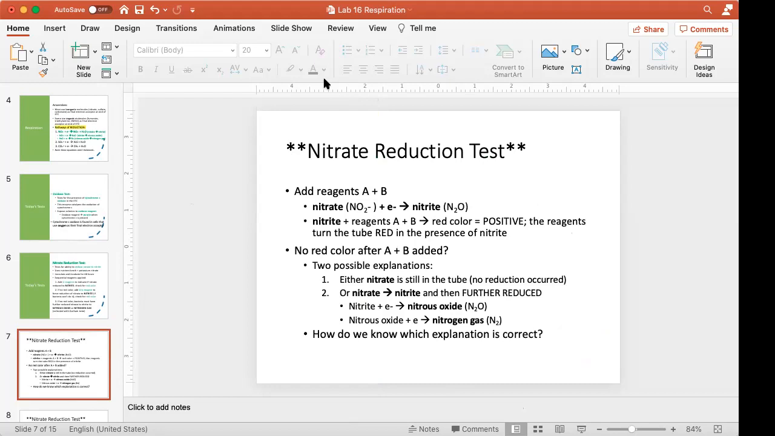So I've put in a couple of extra slides in this set because I know how complex this pathway is. So I've tried to summarize the test a couple of different ways, hoping that one of those ways will make sense to you as you're learning the material. So when we do the nitrate reduction test, we take the tube out of the incubator, because remember, we have to inoculate the media and give those cells time to grow and then do their metabolic pathway.